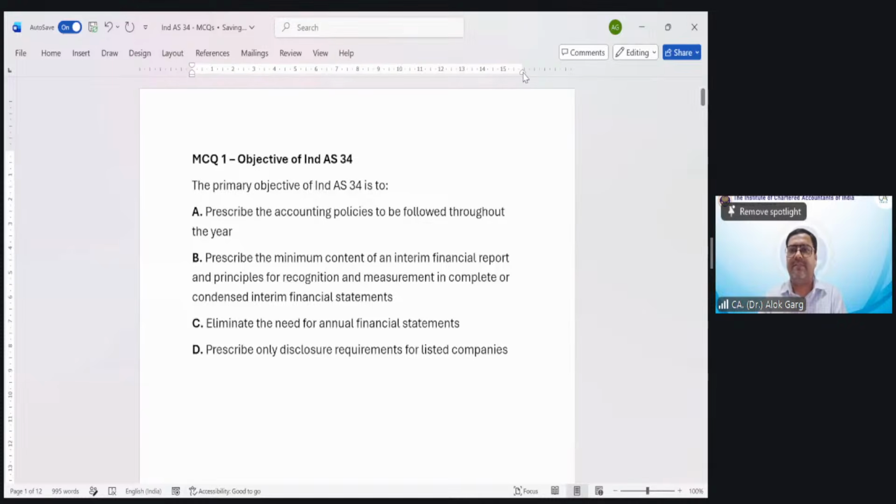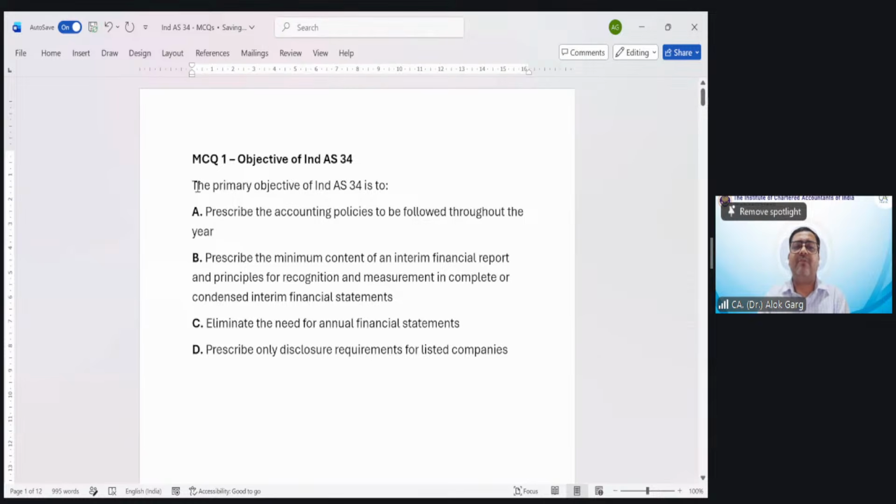Yes, I am sharing a file. Please confirm if my file is visible to all of you. Friends, I hope this Excel file is visible. Yes. Okay.